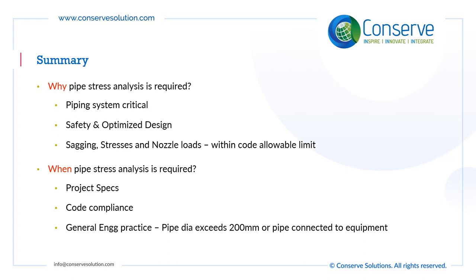Next, we discussed when pipe stress analysis is required. We discussed that in many projects, it is explicitly specified to do stress analysis. So it is in the specifications, so the project has to do stress analysis. And number two, many projects have to comply with ASME piping codes. So if your project specifies that you have to comply with ASME piping codes, then you have to demonstrate that the stresses induced and the sagging in the system are within the code allowable limit. That is number two. And as a general engineering practice, if the pipe diameter exceeds 200 mm and/or if the pipe is connected to any rotating equipment or any critical equipment, then stress analysis is required for the piping system.